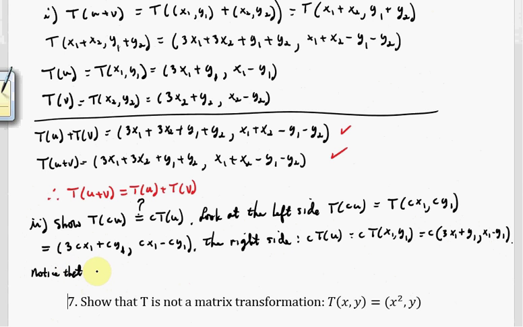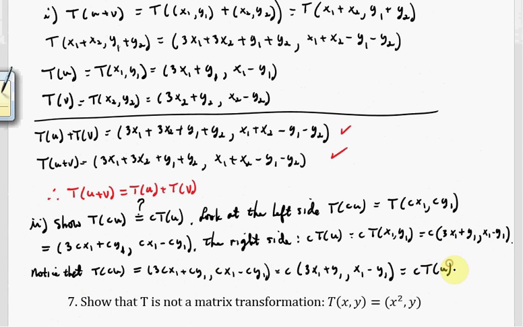Notice that T of cu, which is what we have here, which is 3c x sub 1 plus c y sub 1 comma c x sub 1 minus c y sub 1, is equal to c times 3x sub 1 plus y sub 1 comma x sub 1 minus y sub 1. That's equal to c times T of u. So T is a matrix transformation.